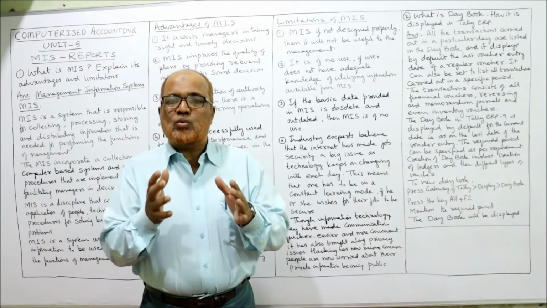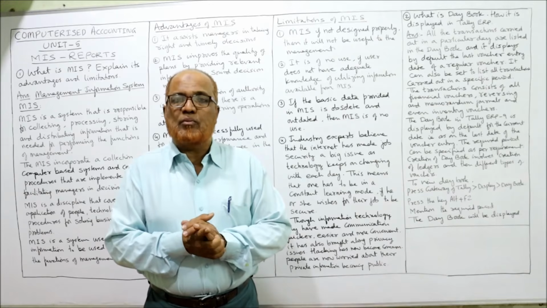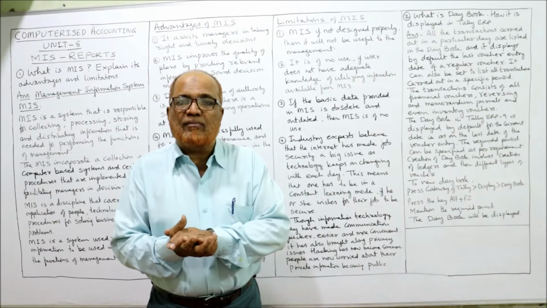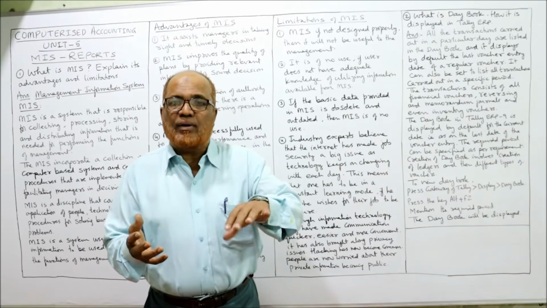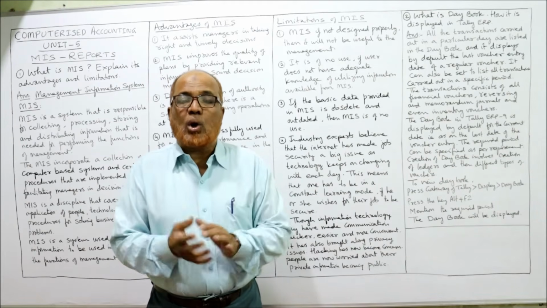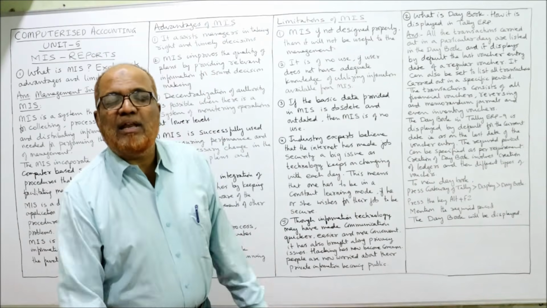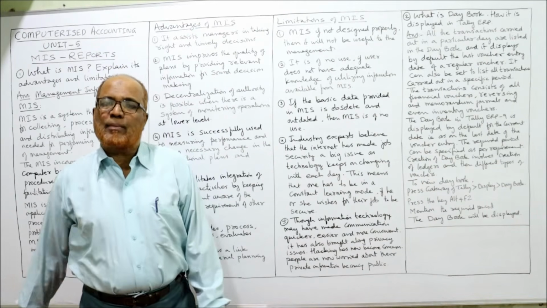When hacking is becoming common, it will be difficult for people to keep the information private. At any time, the private information may become public. So there is always a risk of hacking. So these are some of the limitations of MIS.